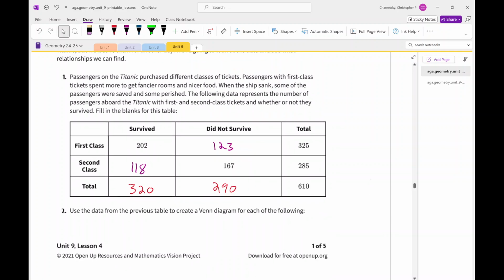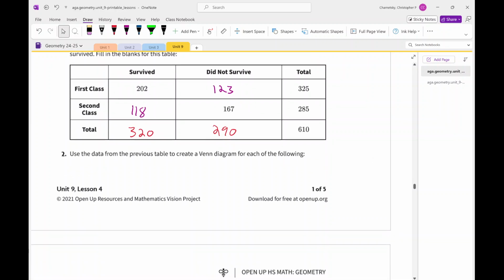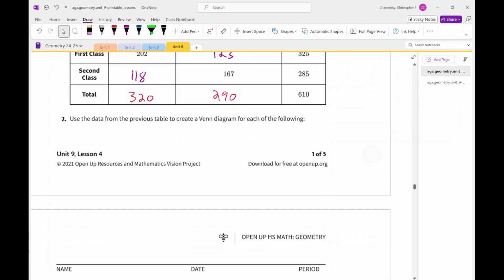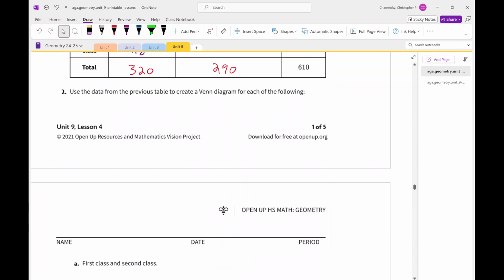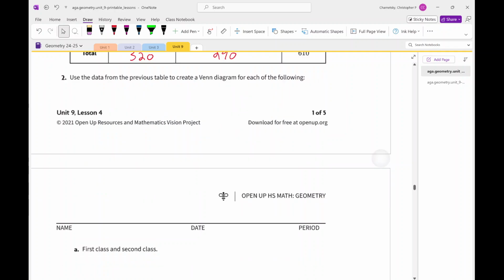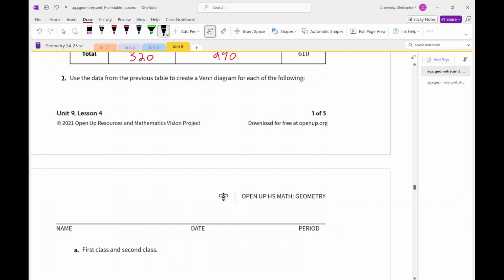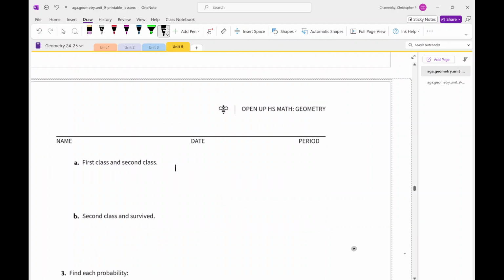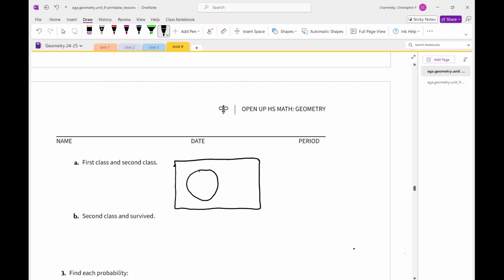Okay, so now we have our full set of data, and we can start answering some of these other questions. So from that data, we're going to make a couple of Venn diagrams. Now the first Venn diagram is of first class and second class. Well, this is going to be kind of a weird Venn diagram because first class and second class, you cannot be both. You have one ticket or the other. Okay, so our circles are not going to overlap. Okay. And we're just going to have our totals for those.